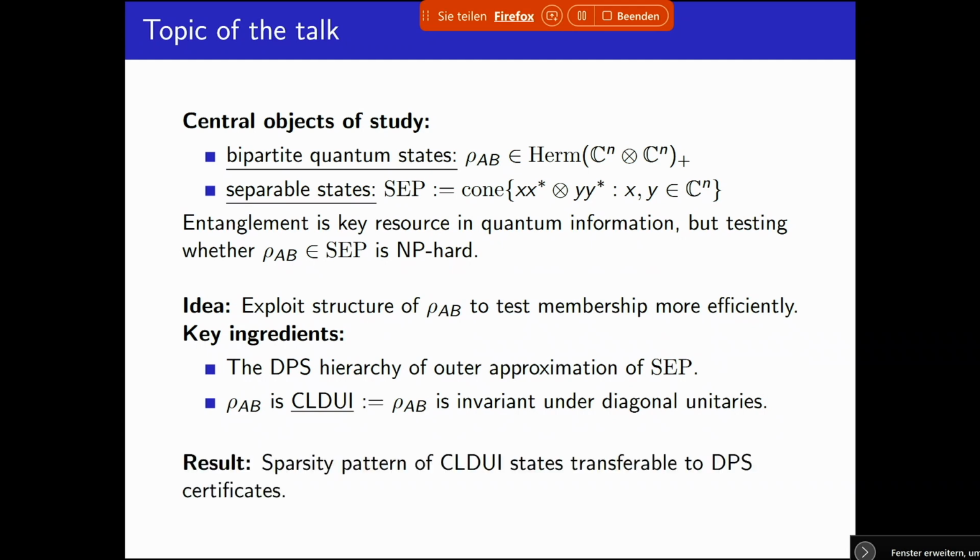So those two things, DPS and DUI, I'm going to define more closely in the upcoming slides. And the goal of this talk is to make this sentence make sense to everyone in the audience by the end, which is that the sparsity pattern of DUI states is transferable to DPS certificates. So in essence, what this is saying is if you know that your quantum state is DUI, then you can implement the DPS hierarchy using semi-definite programming more efficiently. Okay, so this is going to be the plan. So let's start with the DPS hierarchy.